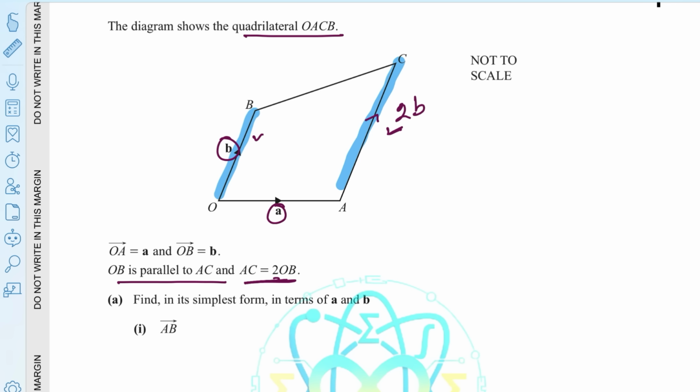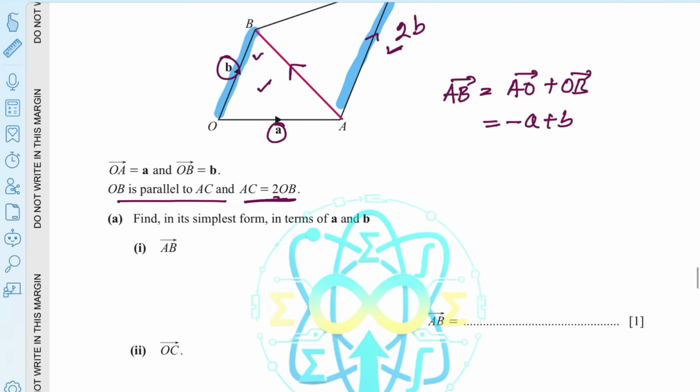So if I try to join this AB vector in this way, so AB vector, right? If you remember the vector law, AB vector in this triangle equals AO vector plus OB vector, is it? So AO vector, this is opposite direction, it will be minus a plus b. Yes, so this answer should be minus a plus b. Got it? So AB equals minus a plus b.